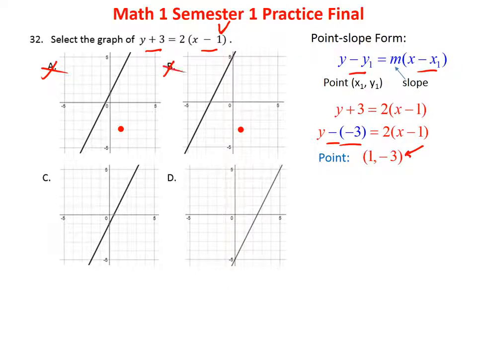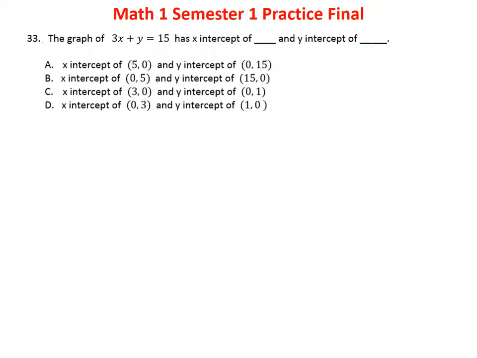Let's just see which ones have the point 1, 3. 1, 3 is there, but it's not on that line. B, it's not on that line. C, not on that line. It looks like it's on D, so our answer is D. All we had to do in this equation was identify this point.